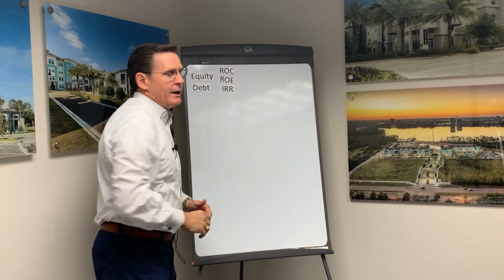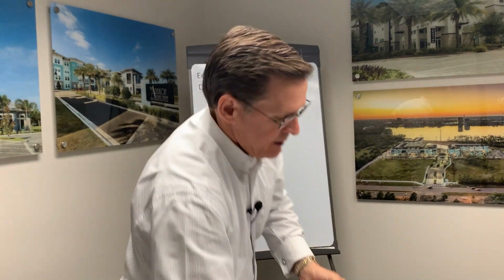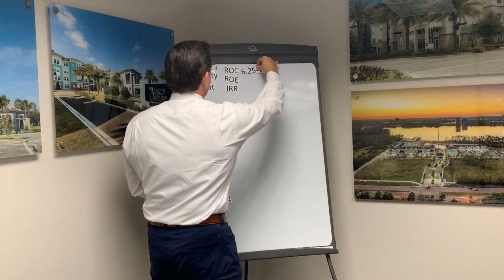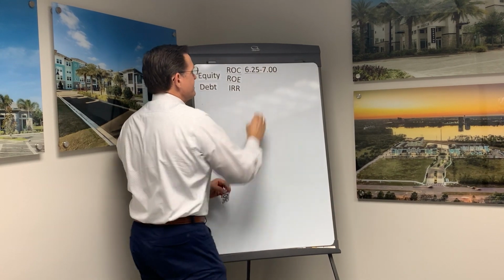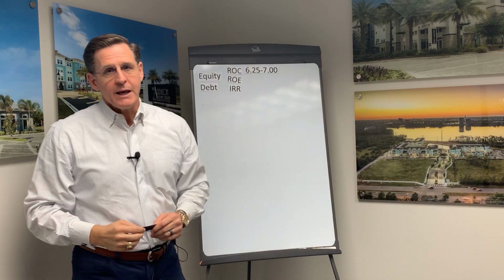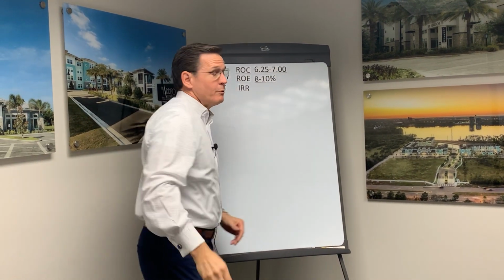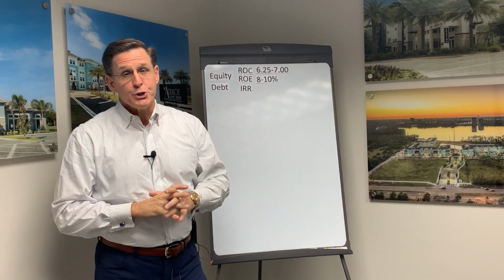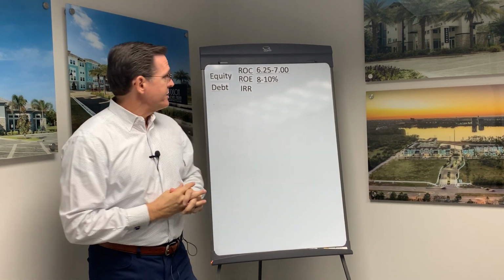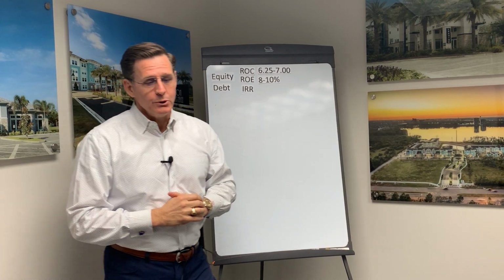And when we evaluate a deal, for example, in the commercial real estate and apartments, the return on cost that we're targeting is 6.25 to 7% return on cost. I'll go into the example of how we calculate that. Typical return on equity, which sometimes is referred to as cash on cash return, you may hear that expression, is usually between 8 and 10% is what our typical investors are looking for.